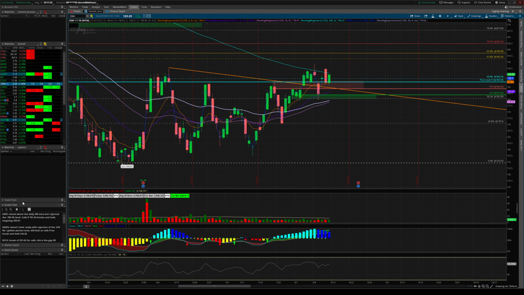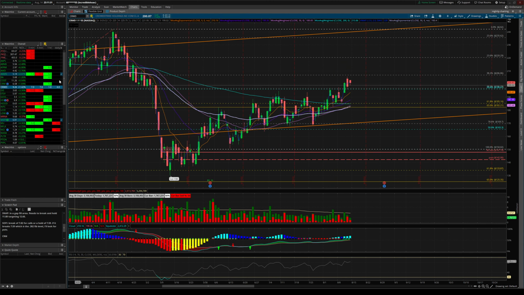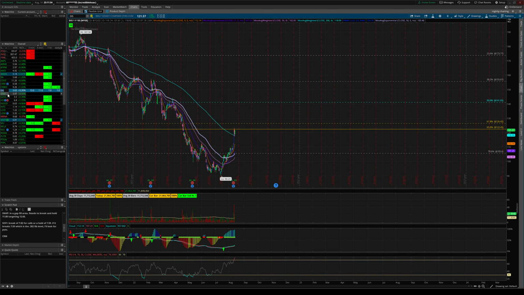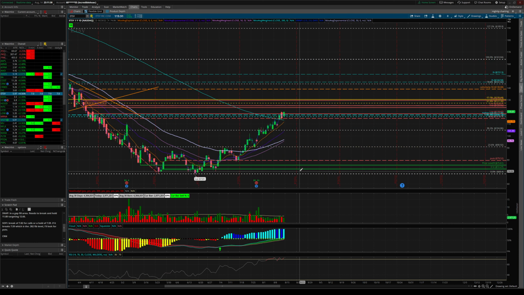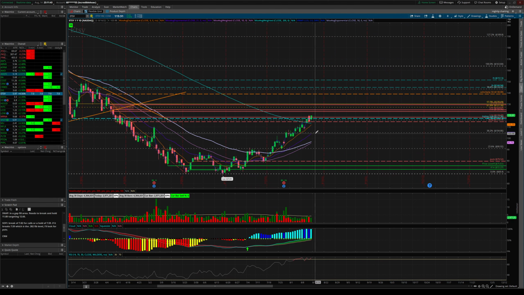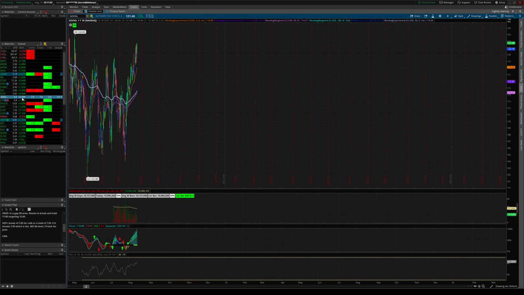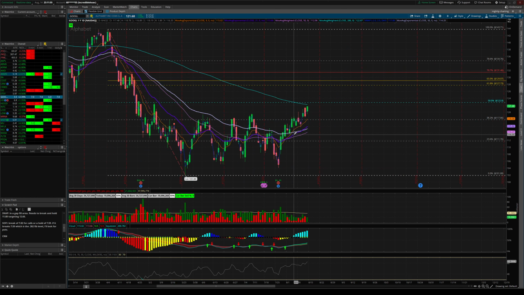Something that I'll probably look to add to my watch list just to keep an eye on it. It doesn't look too bad. Crowd, Disney, Etsy. You can see a lot of these stickers. They all look fairly the same, where either the 9 and 200 just cross or they're about to cross, but they are quite extended relatively.